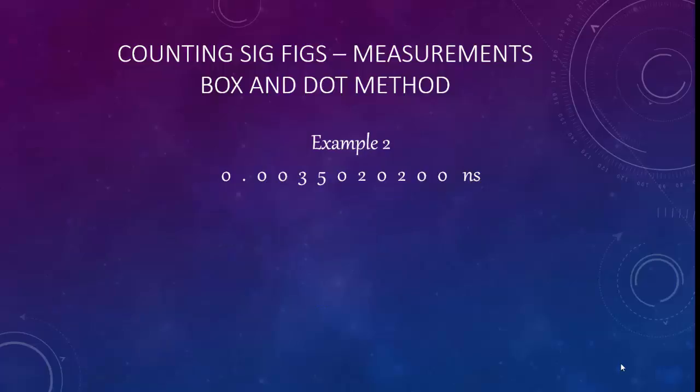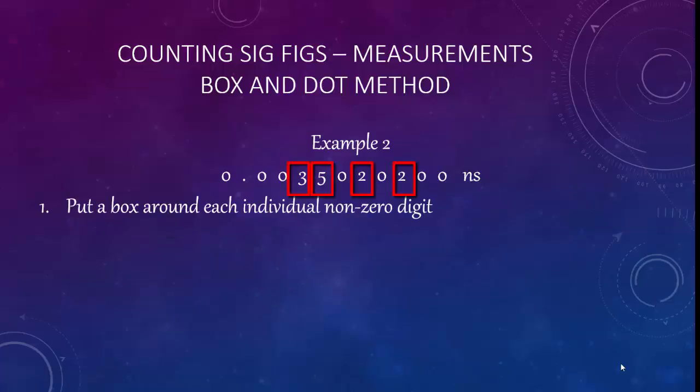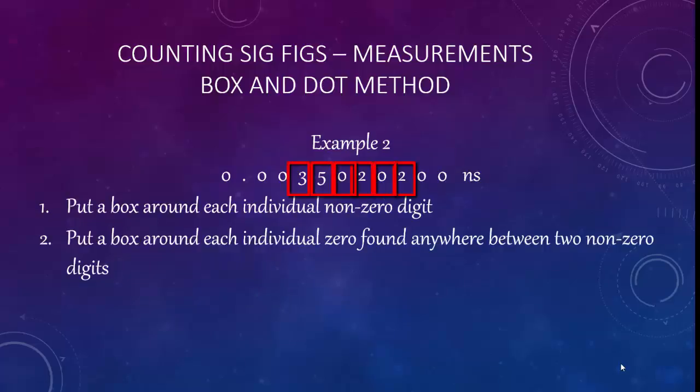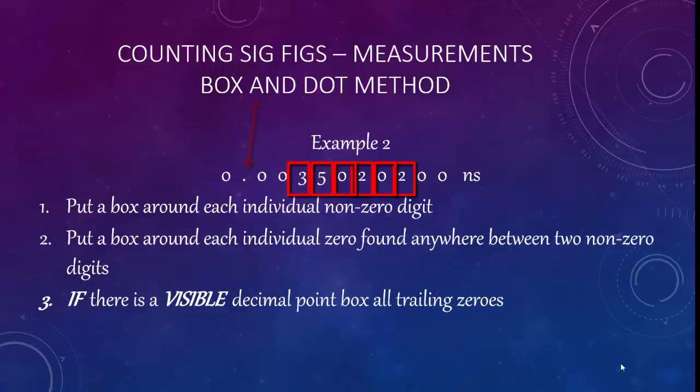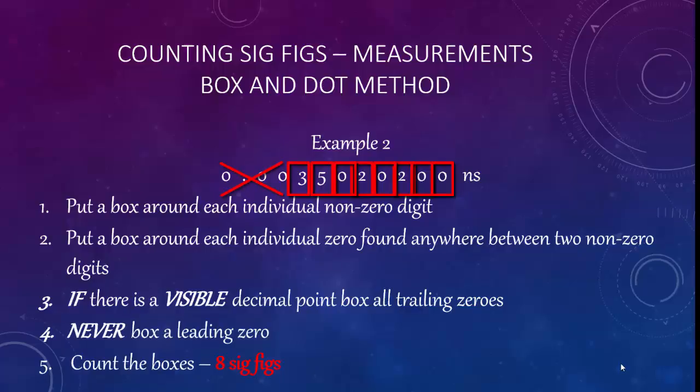Second example, 0.0035020200 nanoseconds. Once again, a measurement. Have to know the significant figures. Figure it out, come back, check your answer, and then I will take you through it in a stepwise fashion. Go. And the answer is 8 significant figures. Start with the number. Box non-zero digits. Box the zeros that are between boxes. If there is a visible decimal point, and there is, box the trailing zeros. Never box a leading zero. Count the boxes. You get 8 significant figures.